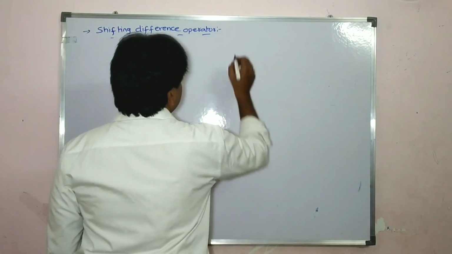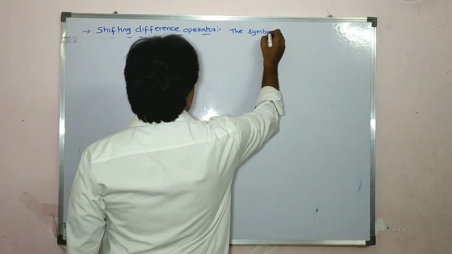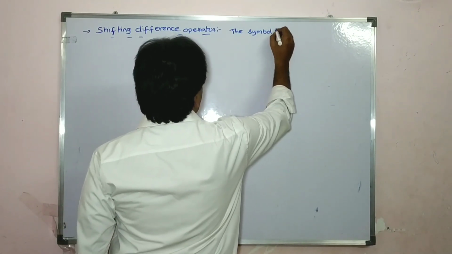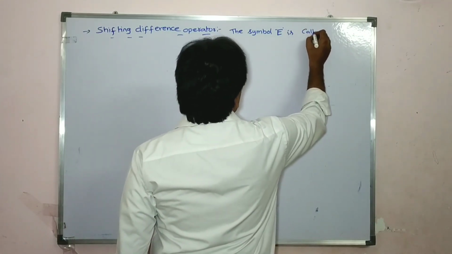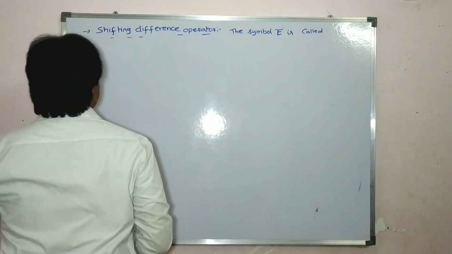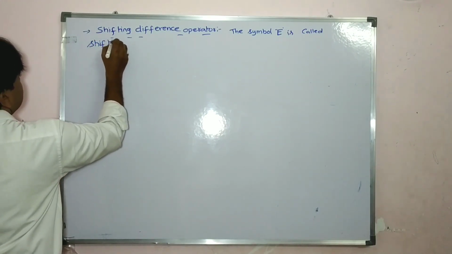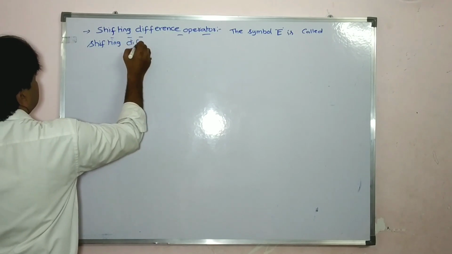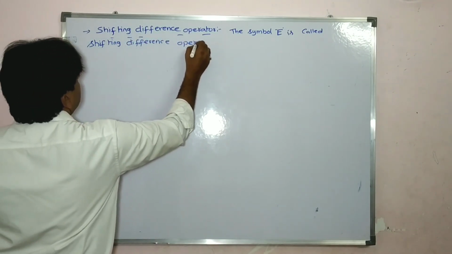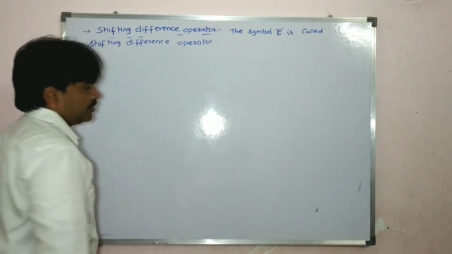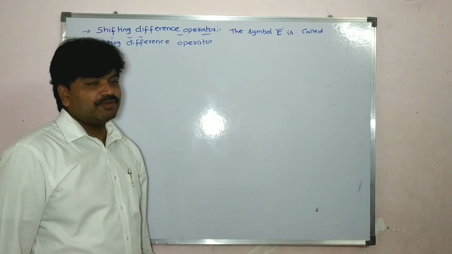Right, students. The symbol capital E is called the shifting difference operator. Shifting difference operator. Simple, students. The symbol E is called the shifting difference operator.